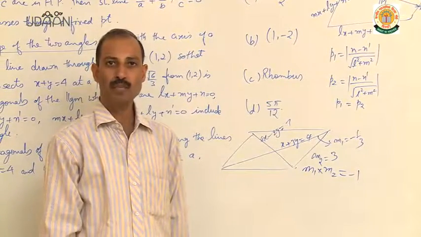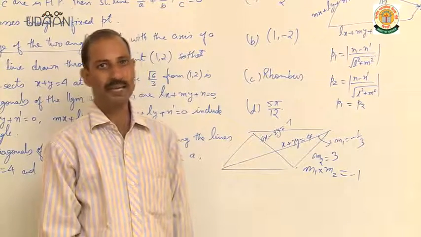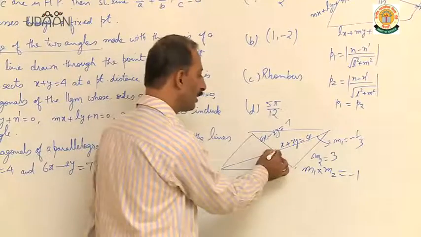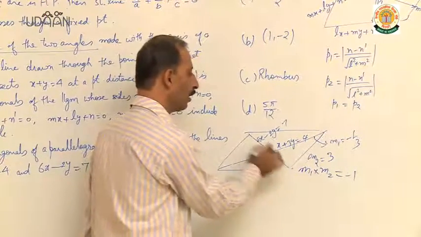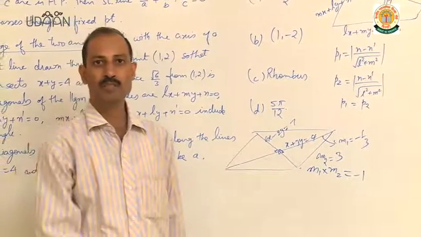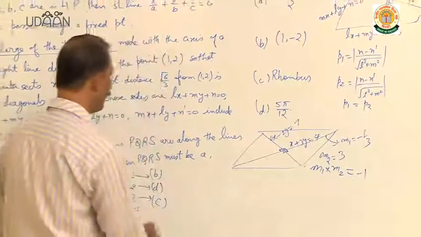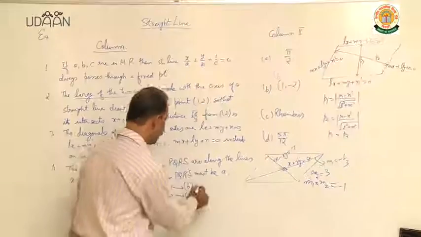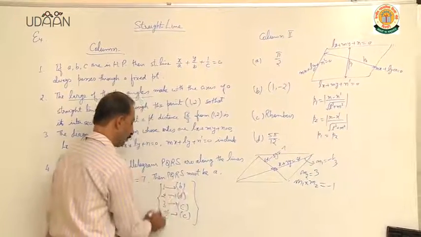That is only in the case of a square and a rhombus. Now a parallelogram is given and its diagonals are perpendicular to each other. So we can say it will form a rhombus. So the option for the fourth part is also rhombus, that is C. These are the correct options for all.